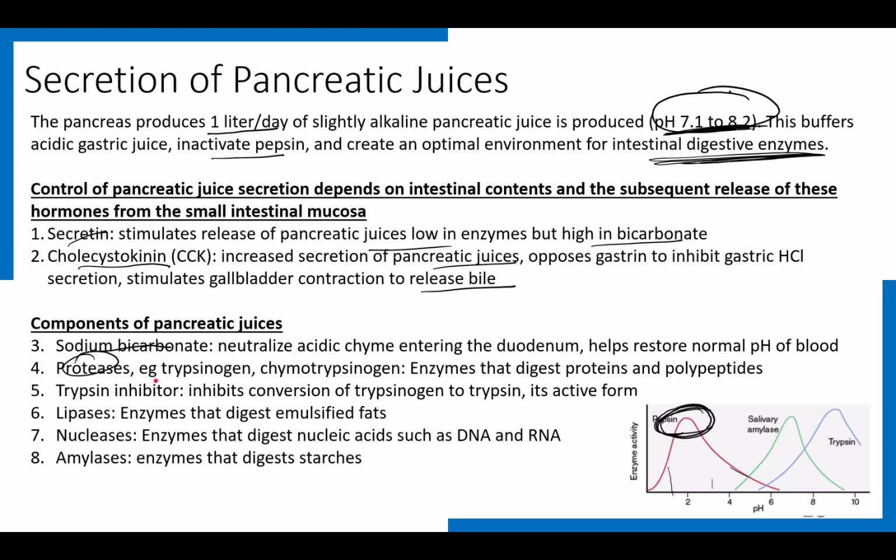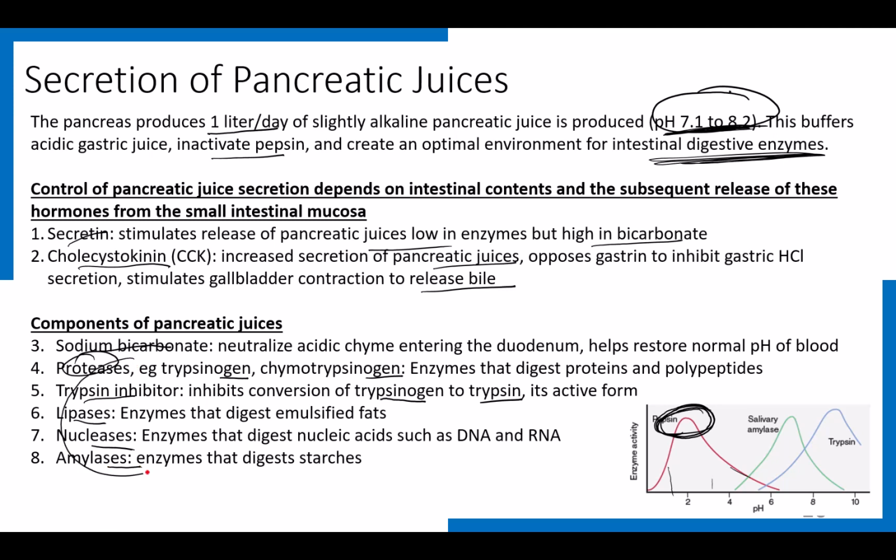Again, the enzymes that digest proteins that are produced by the pancreas are released as their inactive forms. So you've got trypsinogen, chymotrypsinogen, procarboxypeptidase and some other enzymes that are not active when they are in the pancreas. We also have trypsin inhibitor that stops the conversion of the inactive trypsinogen to its active form. We've got lipases that digest fats, nucleases that digest nucleic acid, and we've got amylases that digest starch.